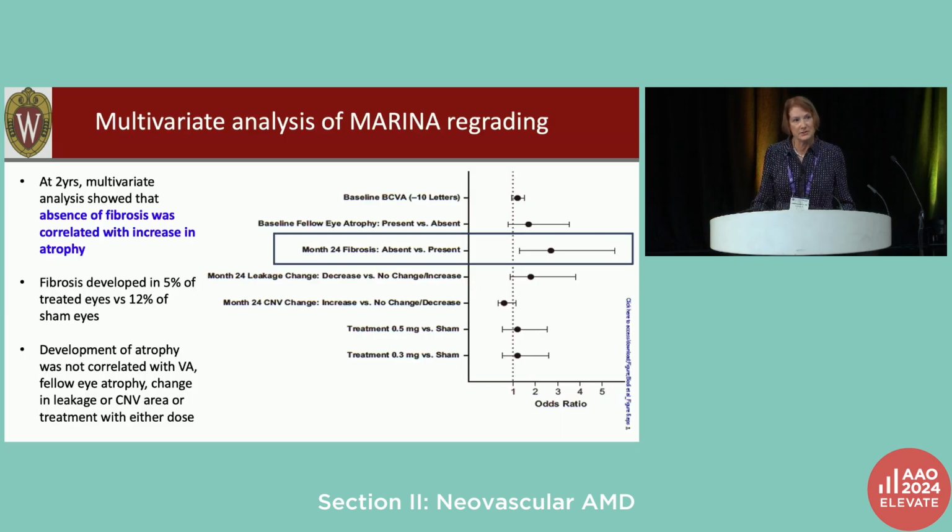We did at 2 years a multivariate analysis of variables that might play a role at that 2-year time point. This analysis showed that only the absence of fibrosis was correlated with the increase in atrophy. Which makes sense. If you don't have fibrosis, it's easier to see the atrophy. But fibrosis was really a small part of the lesions in this trial, developed in 5% of the treated eyes and 12% of the sham eyes. Development of atrophy was not correlated with vision, fellow eye atrophy, change in leakage or area, or treatment.